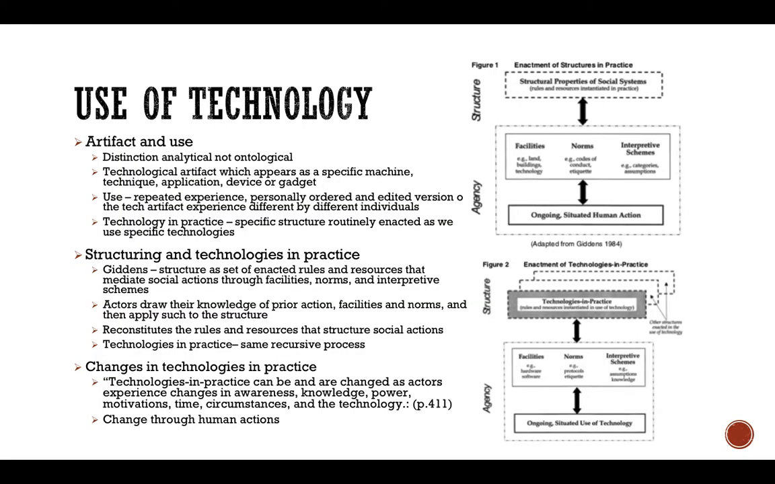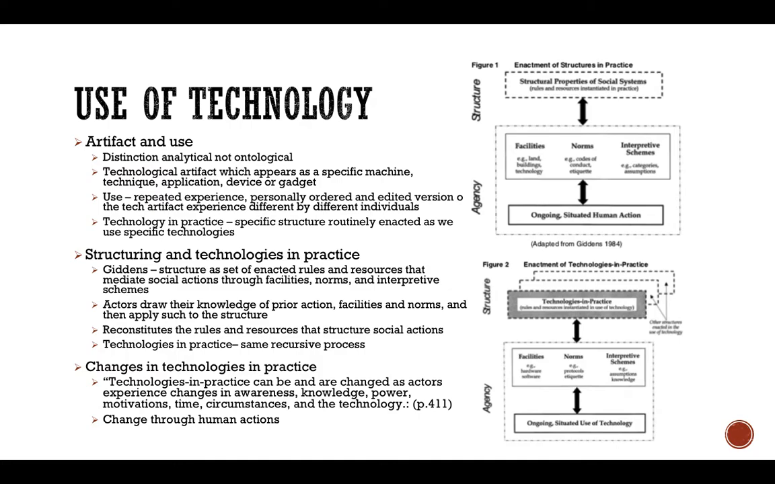So the use of technology. Here the artifact refers to the specific machines, techniques, applications, devices, or gadgets, and the use is the repeated experience, a personally ordered and edited version of the technical artifact experienced differently by different individuals. So we will be going into the technology in practice, where specific structures are routinely enacted as we use specific technologies.